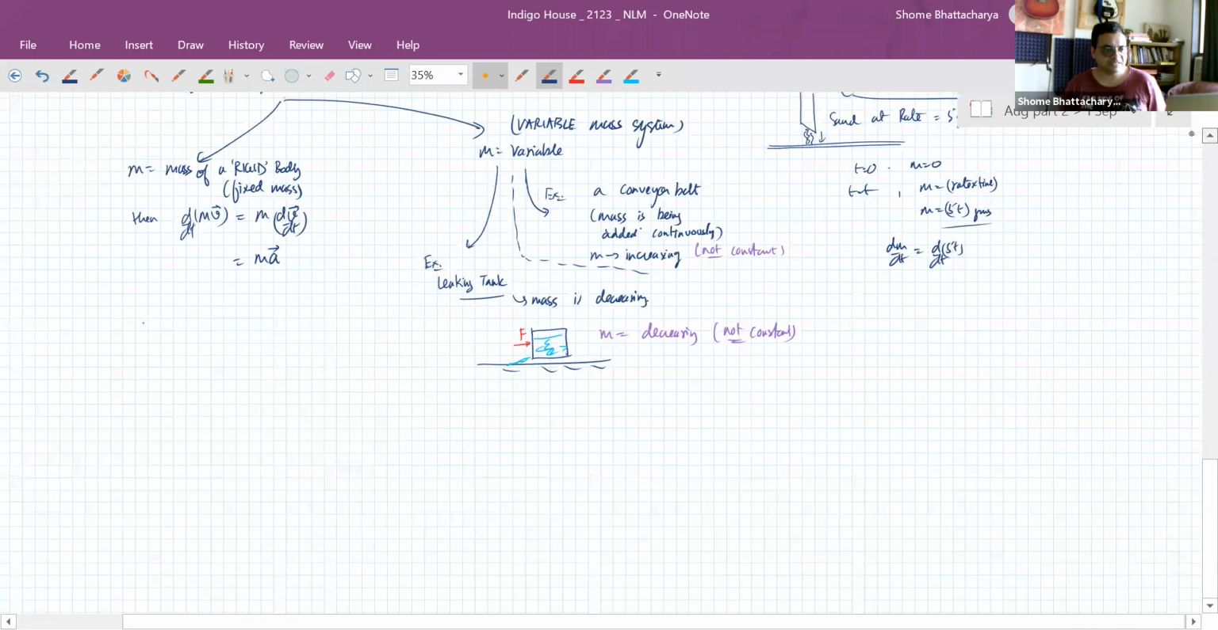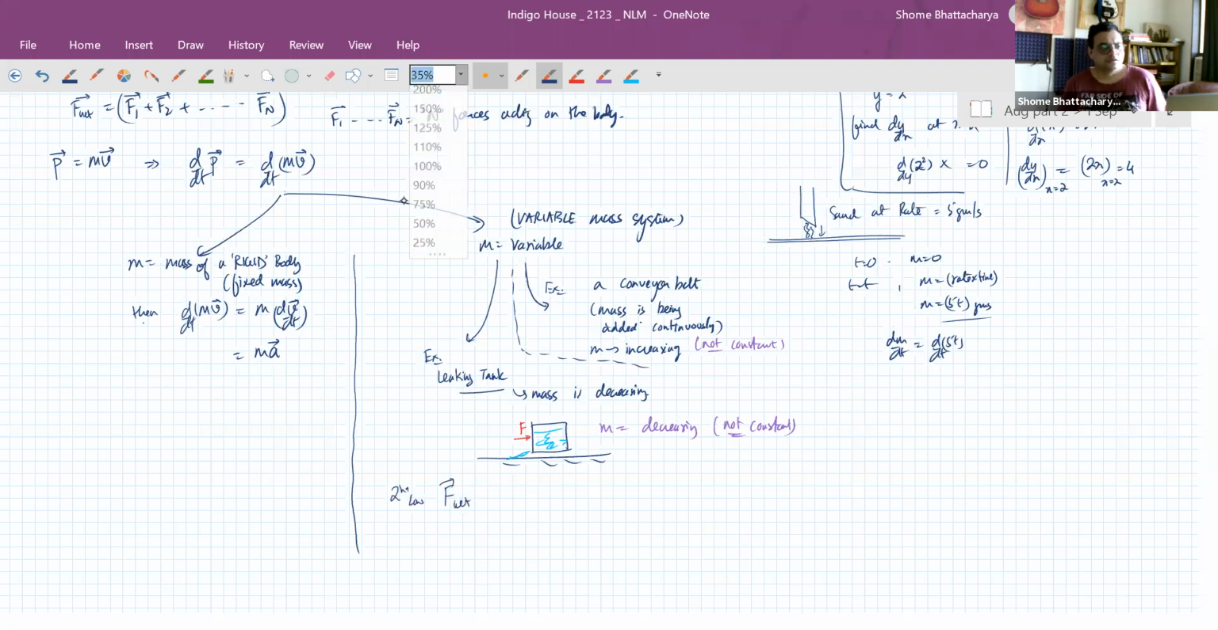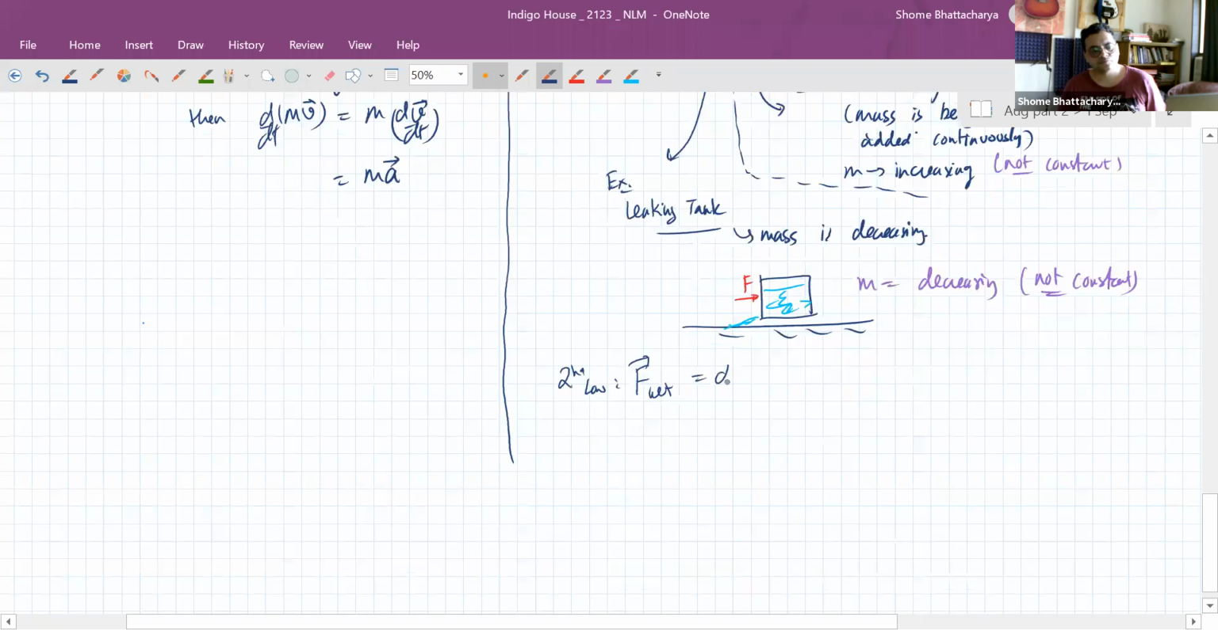So in this case, variable mass system, when I apply Newton's second law, rate of change of momentum, understand that m is also variable. And of course, we are assuming that velocity is changing. So v is also variable.